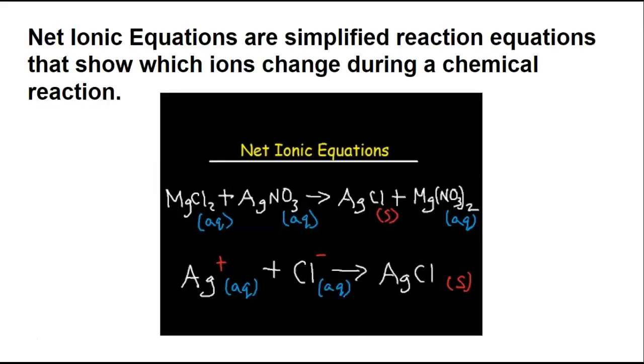So before we get started, I want to just remind you what a net ionic equation is. They're simplified reaction equations that show which ions change during a chemical reaction. And they really just help you to focus on what's actually changing. And remember, that's the thing about a chemical reaction. It's a chemical change.